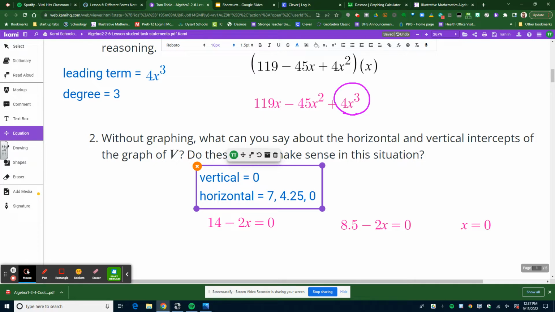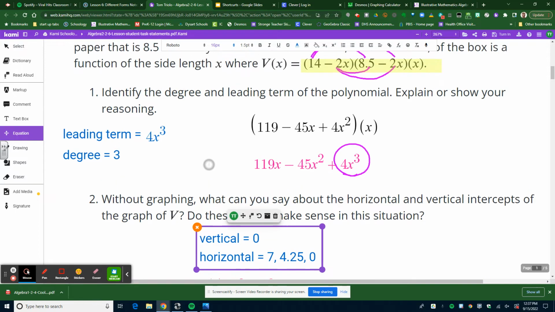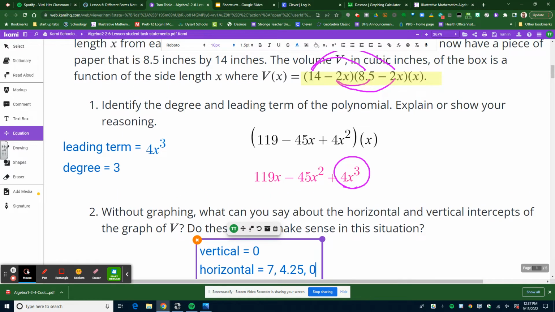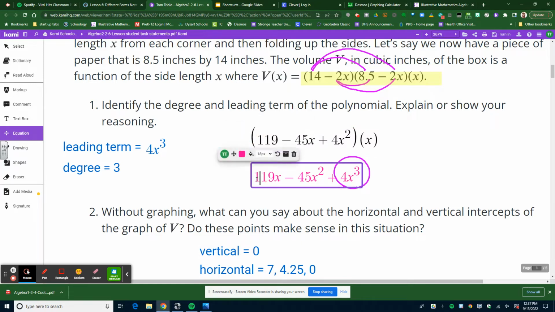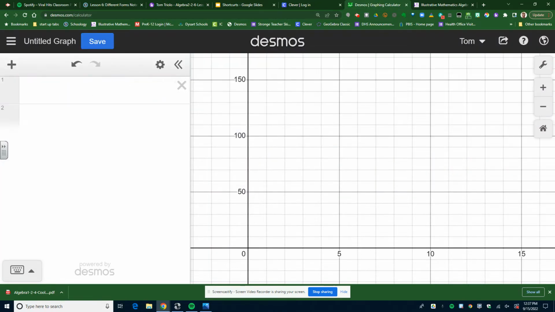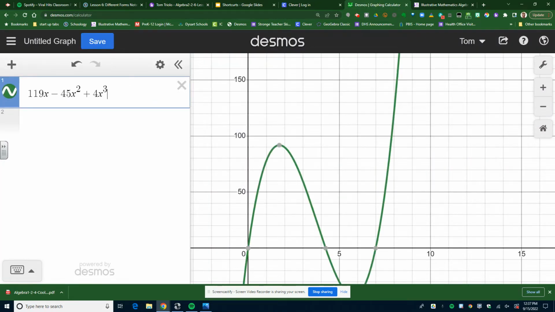All right, so let's prove all this. Let's just take a peek. So let's do my 119. Let's just take this thing up here. So ready? Control A, Control C. Go to Desmos. Control V.